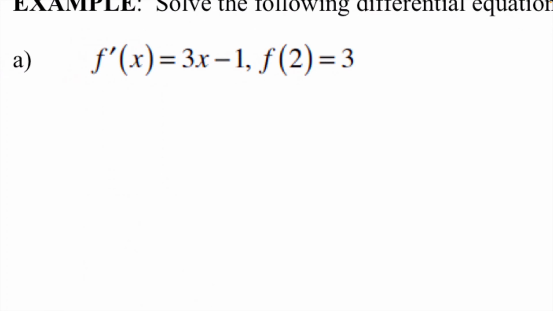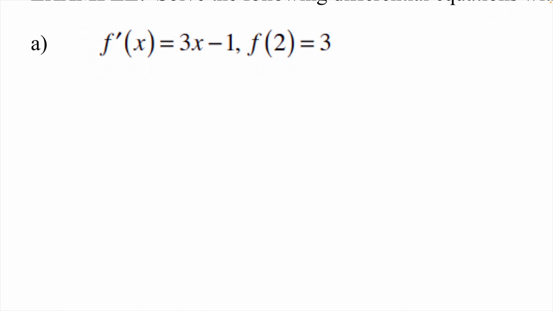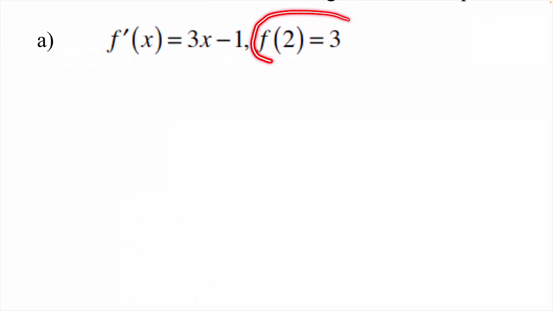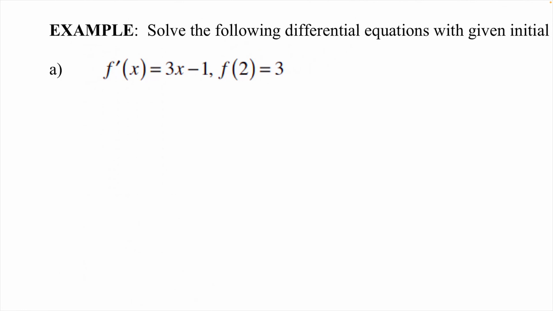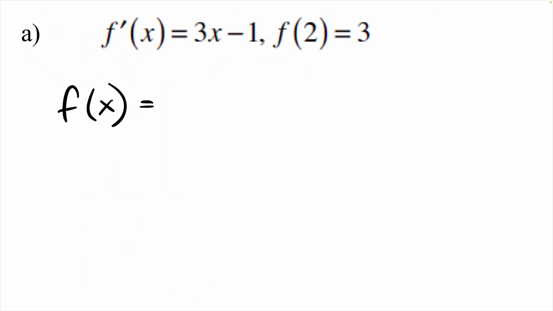So for A, there's a first derivative, and the first derivative is 3x minus 1. And on the original, on F, when x is 2, y will be 3. That's a condition. Okay? So what they want us to do is find the original. So they want us to find f of x. Well, if they've given you the derivative equation, the differential equation, and they want you to find the original, that's antiderivative. Okay? So we got to do antiderivative for 3x minus 1.